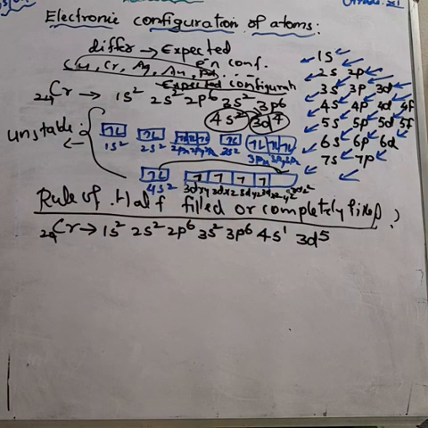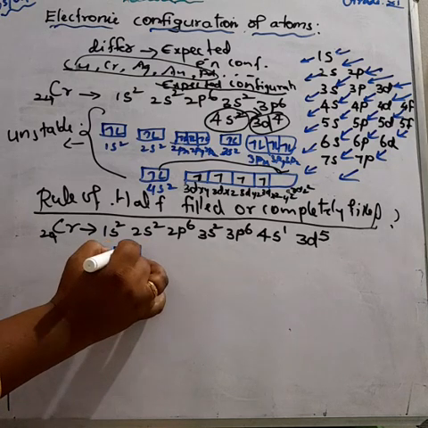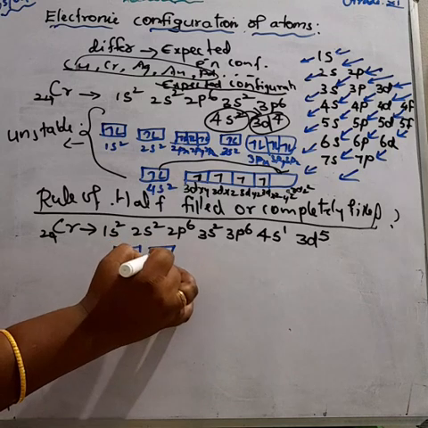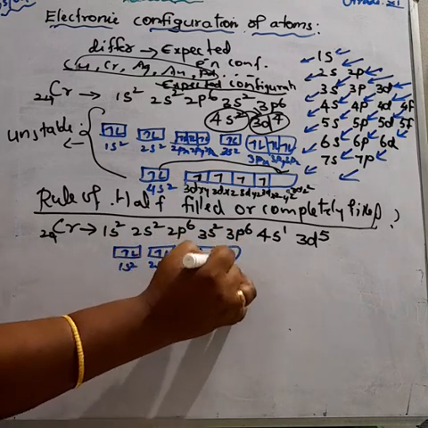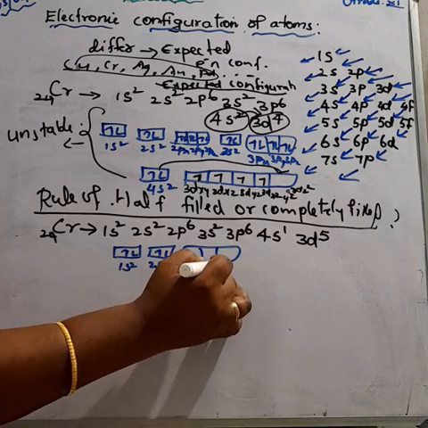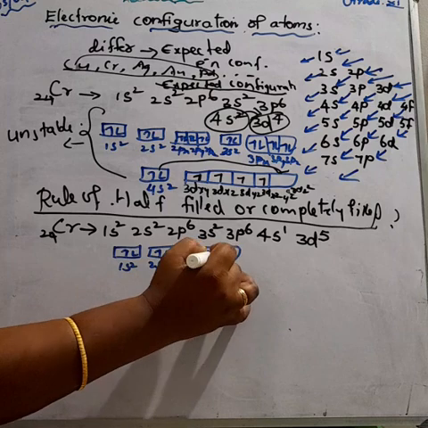Okay, how will you write the orbital diagram? 1s orbital, 2s orbital, 2 electrons, 2p orbital, 6 electrons, 3s orbital, 2 electrons, 3p orbitals.